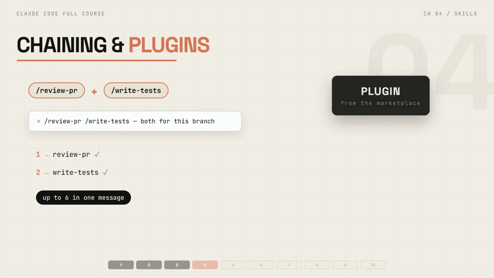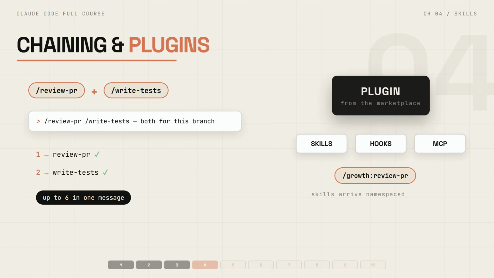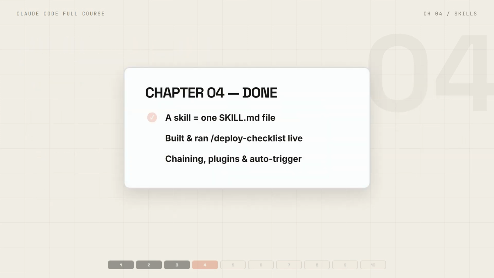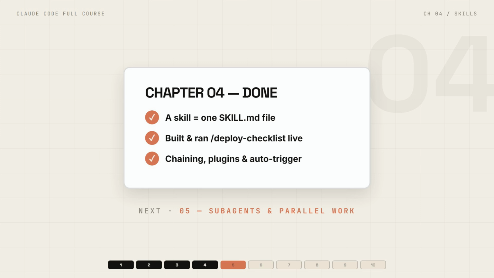And you don't have to write everything yourself. Plugins bundle skills, hooks, and connections. Install a marketplace plugin and its skills appear in your session. Rule of thumb, the third time you type the same request, make it a skill. Next, the feature that changes how you work entirely, subagents.